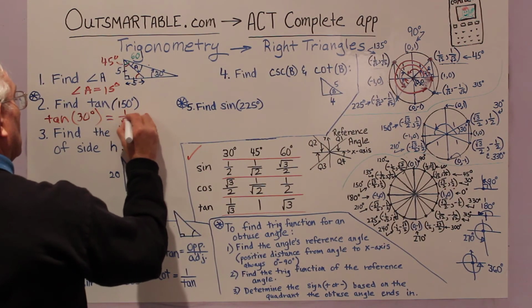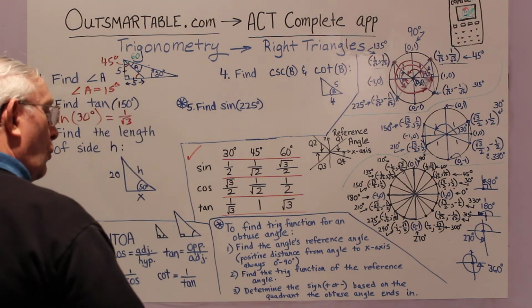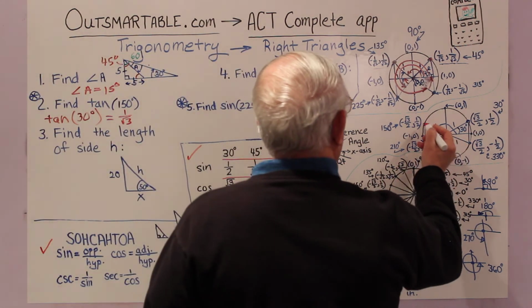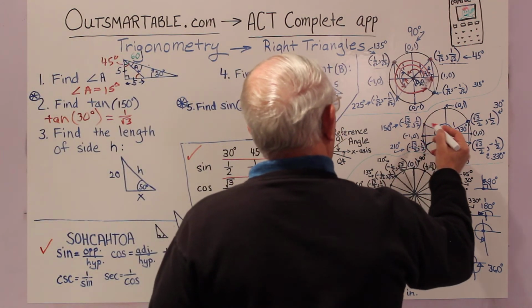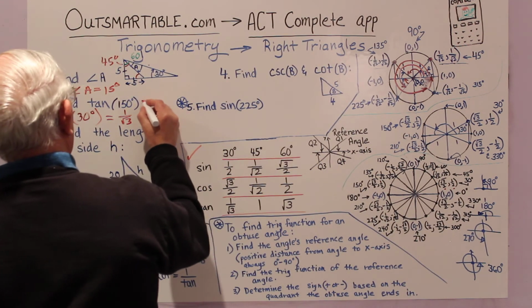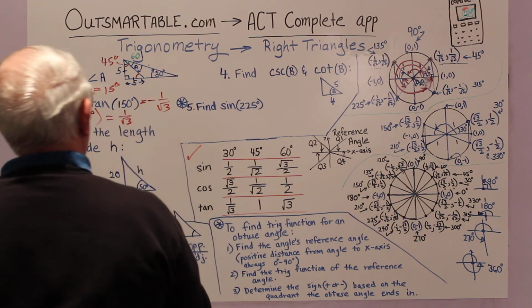square root of 3. And then step 3, determine the sign based upon the quadrant the obtuse angle ends in. 150 degrees ends in quadrant 2, and in quadrant 2 the tangent is negative. So the answer here is negative 1 over the square root of 3.